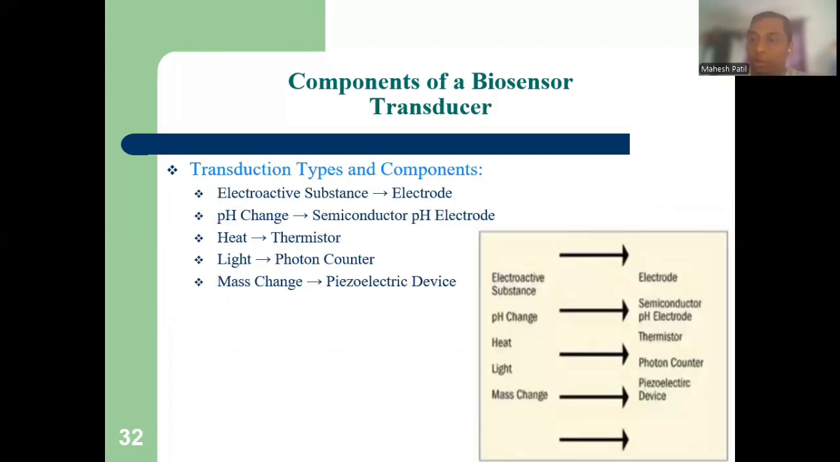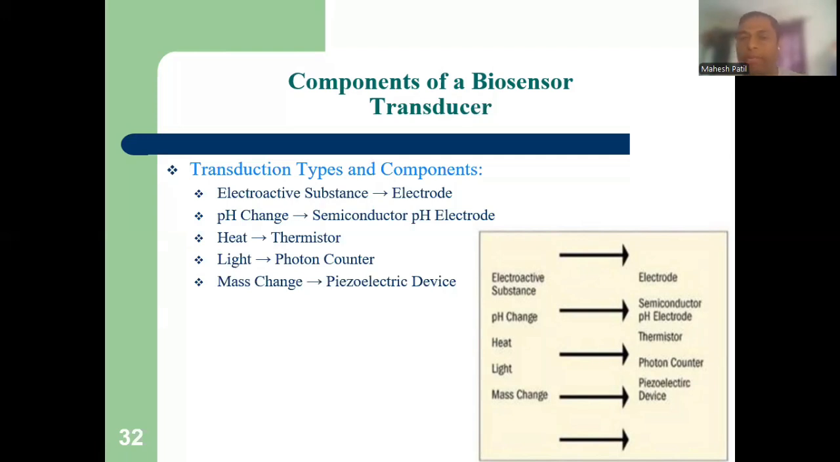So this transducer plays an important role. What kind of transduction mechanism are we using in this transducer? It may be a pH change happening, it may be heat generated, it may be light photons, it may be mass change happening, or it may be an electroactive substance present. Depending on what kind of transduction mechanism is happening, we have different ways to use transducers.